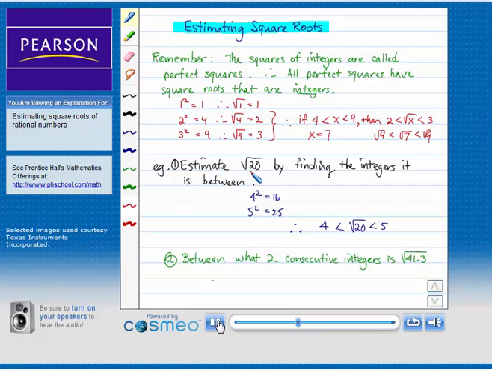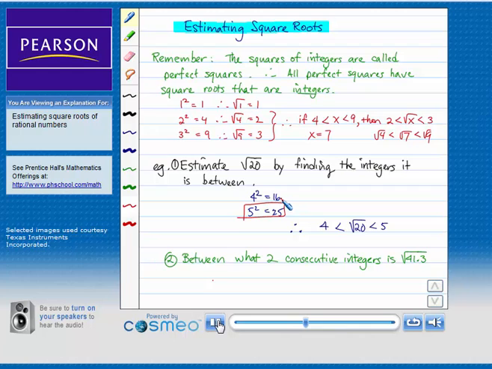Okay, let's look at an example. Suppose I want to estimate the square root of 20 by finding the integers it's between. Well, I need to just, by trial and error practice, until I find the square of two integers that's more than 20 and less than 20. For example, I happen to know that 5 squared is 25. So I know that the square root of 20 has to be smaller than 5, smaller than the square root of 25. I also know, though, that 4 squared is 16.